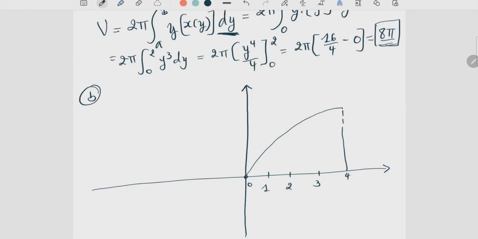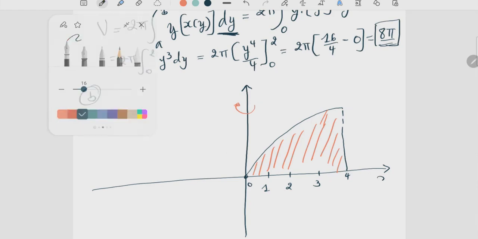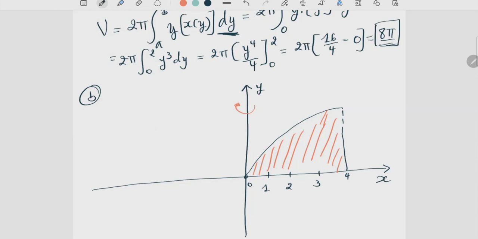Same region. Let's paint it red. So this same region here, but now it's rotated about the y-axis. When it's rotated about the y-axis, again, you have to sort of visualize it mentally.